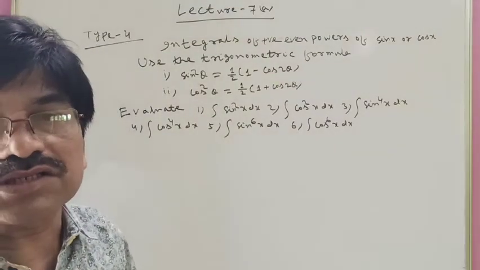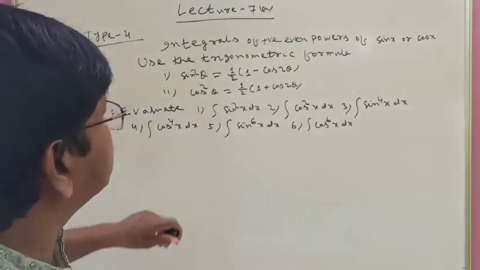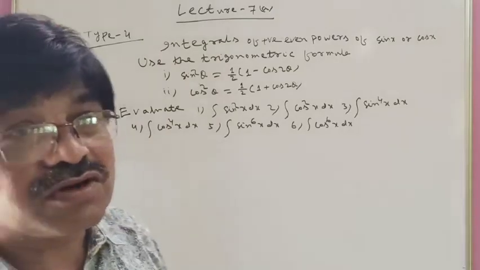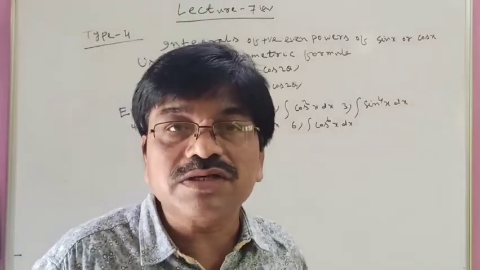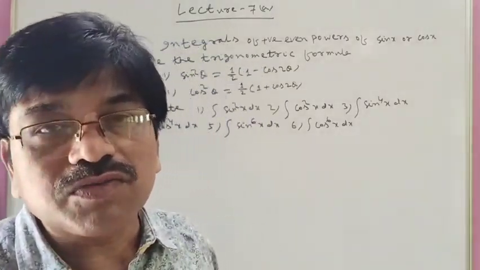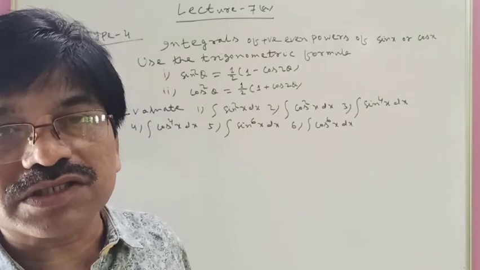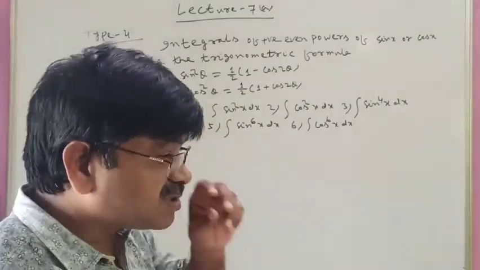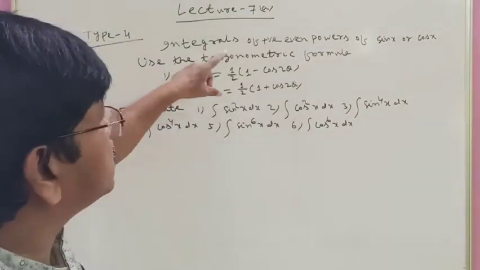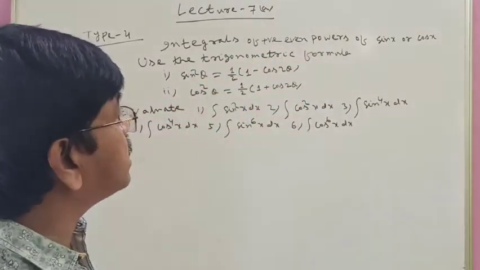This is my lecture 7. We have already discussed up to type 3. The last type was integrals of positive odd powers of sin x or cos x, so that we have already discussed. So let us discuss type 4, that is integrals of positive even powers of sin x or cos x.